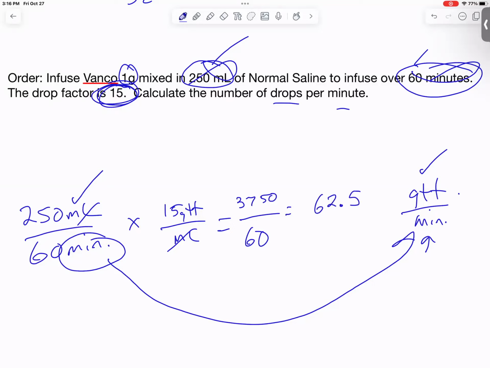Brianna, did you find your error yet? So I can't split a drop, so I have to round to the whole number. 5 and up, I round up. So the patient will be getting 63 drops per minute.